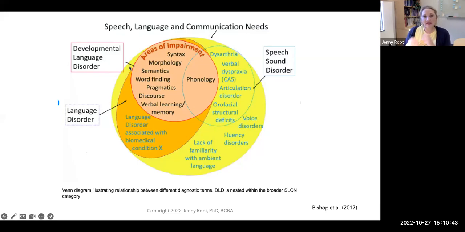But then we have this group of individuals that the science of reading is really helping us understand and identify better. And they have a developmental language disorder. That's where you may have difficulty in things like syntax, the use of words, morphology, semantics, word finding, discourse and talking, verbal language and memory, as well as phonology. Any of you who teach reading know that all of these things impact reading as well.